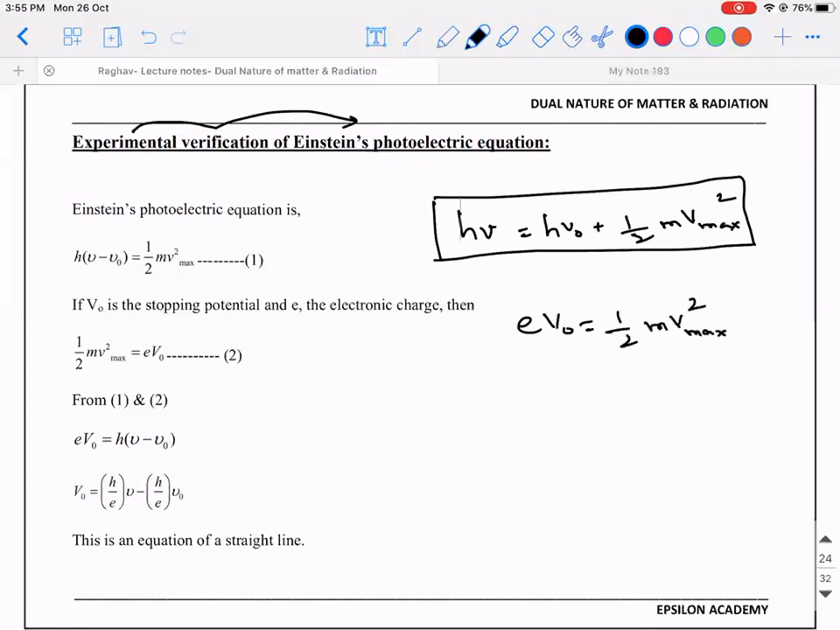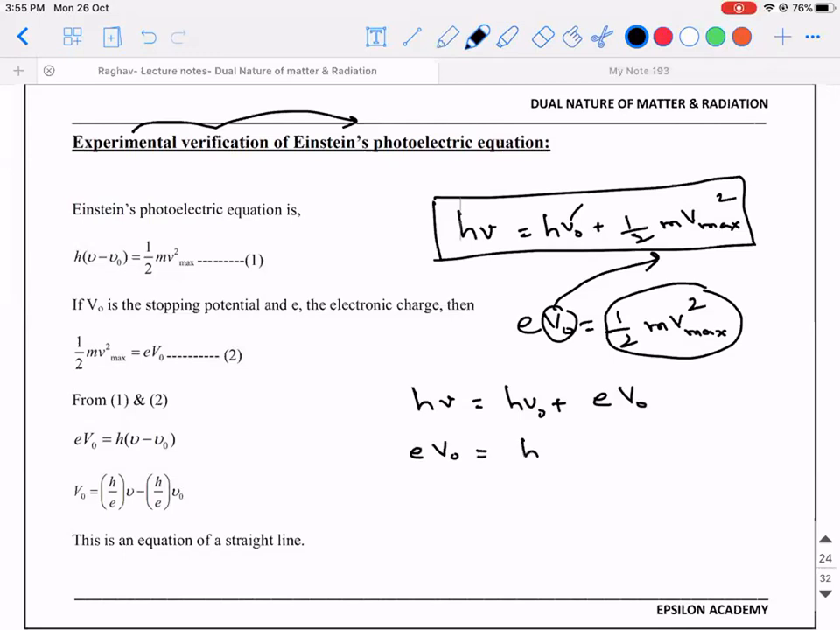We found it from the second experiment. So in the place of half m v max square, if you take e V naught and substitute, so don't get confused between V naught and nu naught, h nu will be equal to h nu naught plus e V naught. Okay. So from this, e V naught will be equal to h nu minus h nu naught. So V naught will be equal to h divided by e into nu minus h divided by e into nu naught.